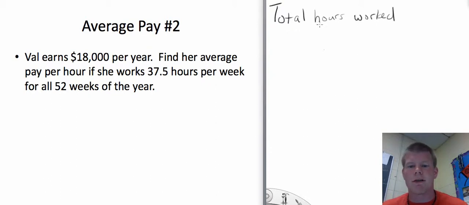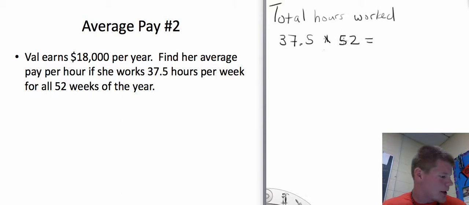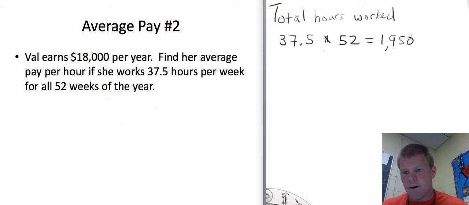To figure out the total number of hours worked in the year, we take this 37.5 per week and we multiply that by the number of weeks there are in a year, which is 52. Factoid of the day, if you did not know that, there's 52 weeks in the year. When we do that, we get an answer of 1,950 total hours that Val has worked.